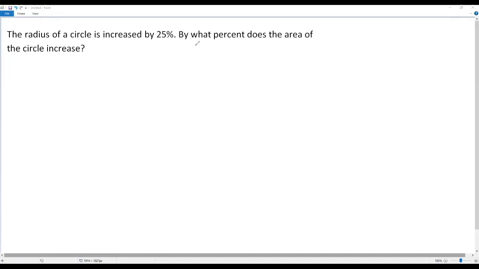Here we have a SAT math problem. Okay, let's go to the question. The radius of a circle is increased by 25%. By what percent does the area of the circle increase?